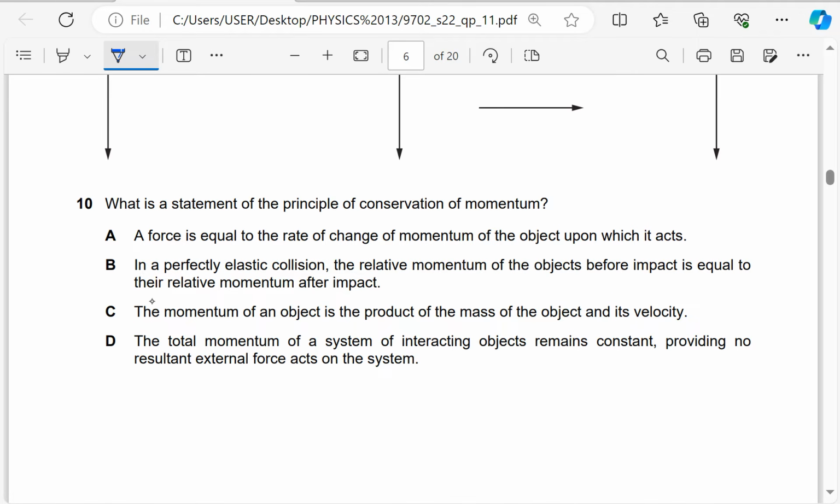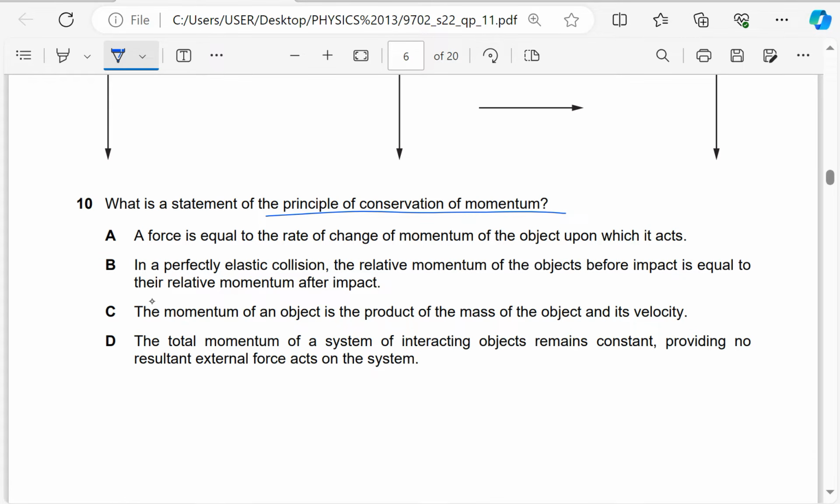What is the statement of the principle of conservation of momentum? Of course, we know that for an isolated system of interacting bodies, total momentum always remains constant. And an isolated system is a system for which there is no resultant force. There is no resultant external force acting on the body. So we just look for an answer related to that.